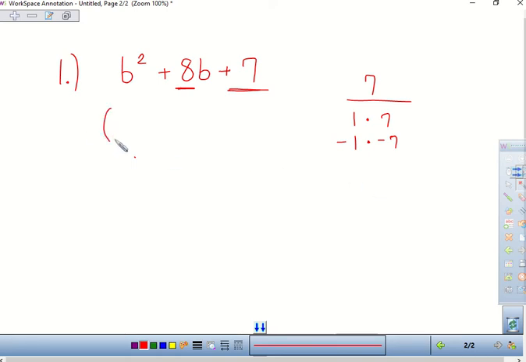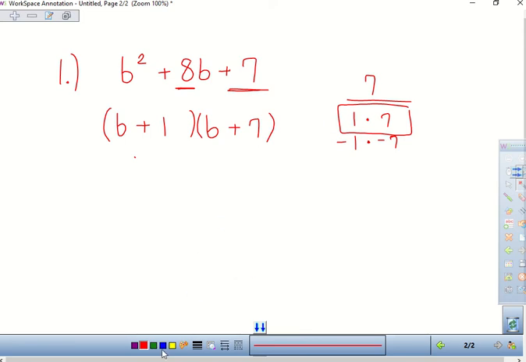The first one. So here's what you do. You draw two sets of parentheses. You put whatever your letter is in here. So if it's a B, you put a B. If it's an X, you put an X. And then you're going to put in whatever those two factors are that you just determined. Plus 1 and plus 7, because they're both positive. Okay? And that's your final answer.